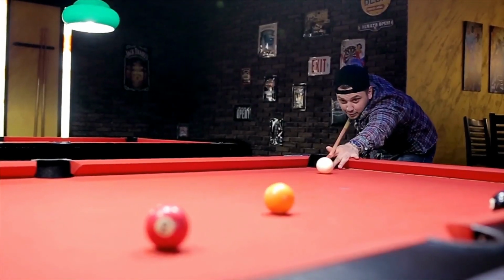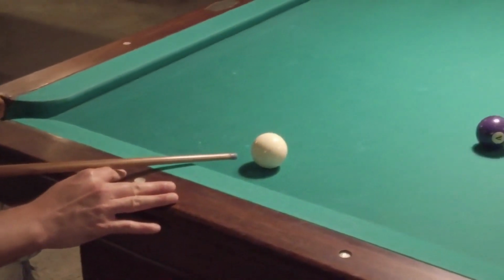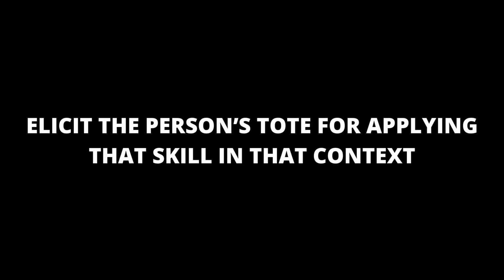Identify the skill you want to find out about, have the person to be modeled demonstrate an example of that skill in a specific context, and elicit the person's TOTE for applying that skill in that context.